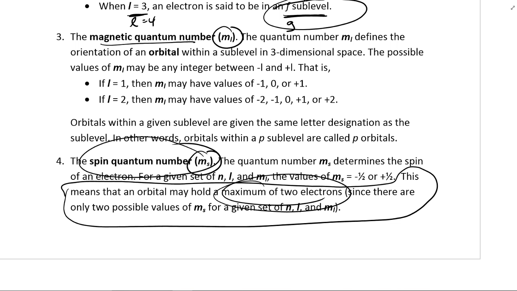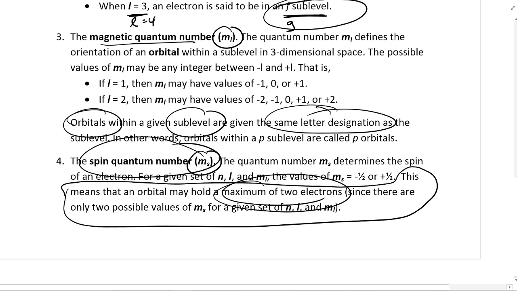Final thing we should mention, I think we probably already guessed this, and because I've been using it just to describe it, is orbitals within a given sublevel have the same letter designation as the sublevel. In other words, if we have orbitals in a p sublevel, those are called p orbitals.